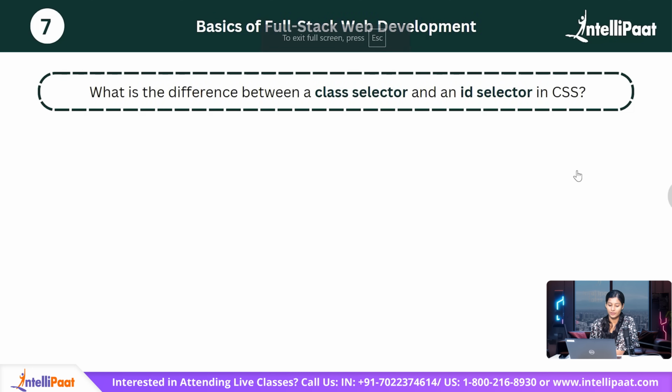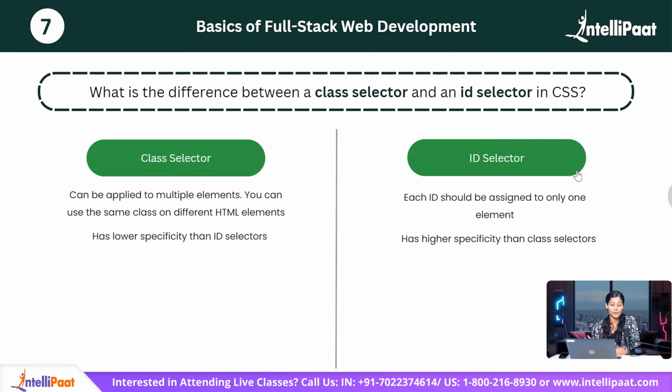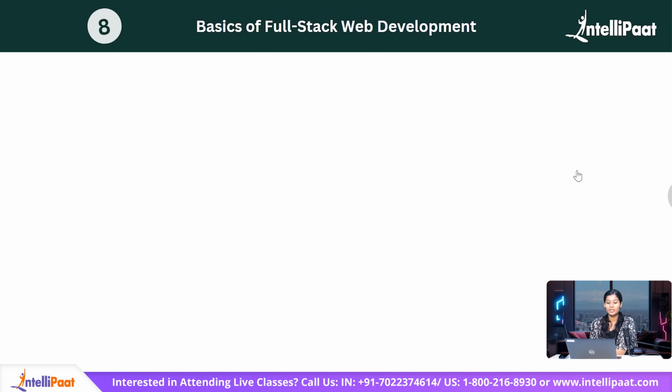So now let's just look at the differences. Can be applied to multiple elements. You can use the same class on different HTML elements. It has lower specificity than ID selectors. And for ID selector, each ID should be assigned only once to the element and has a higher specificity than class selectors. By specificity, it's trying to say that if your element has an ID, it is more likely to latch on to that particular ID because it is unique. But class selectors, when you have a huge HTML or CSS file, sometimes it can get confused, and sometimes because class selectors you can assign it to multiple elements, it might get clustered and it might get all messed up together.